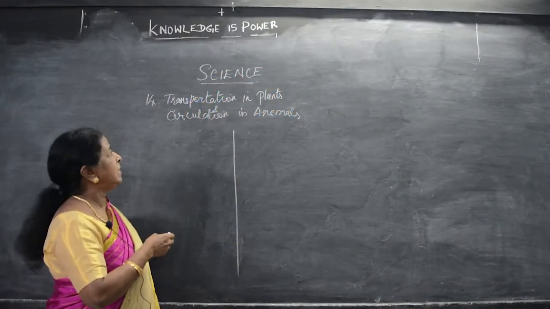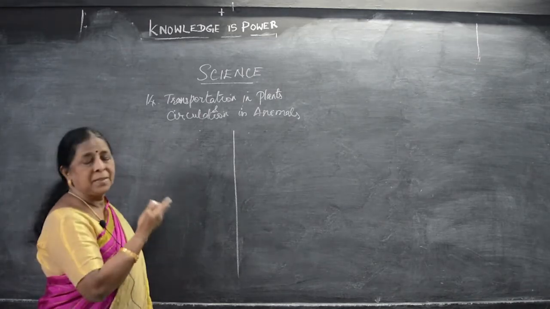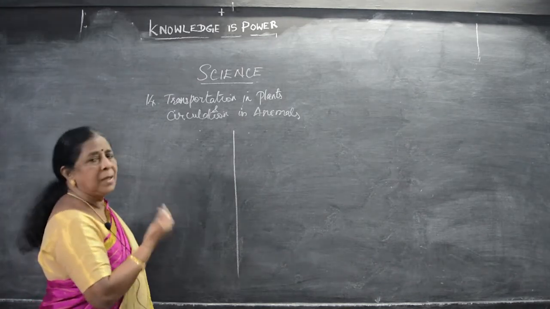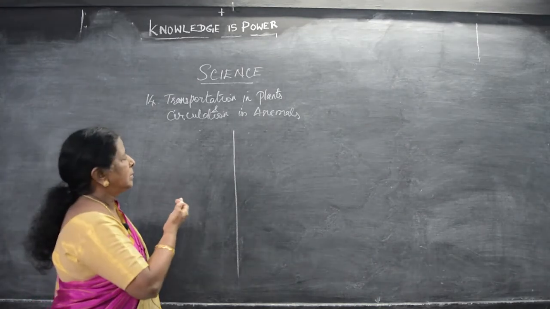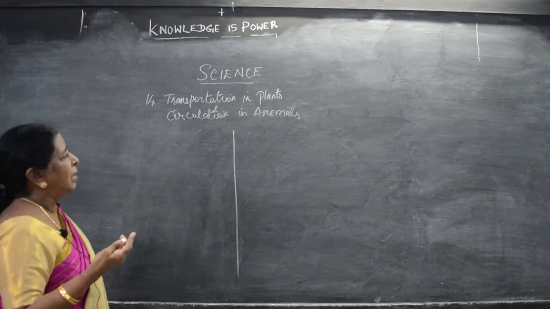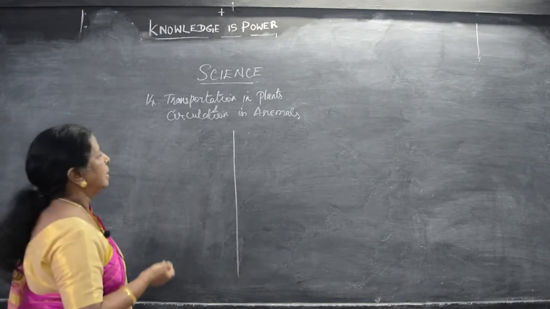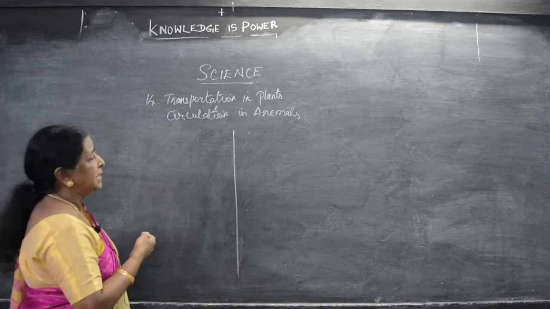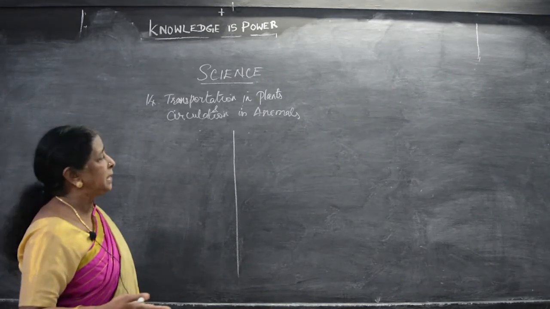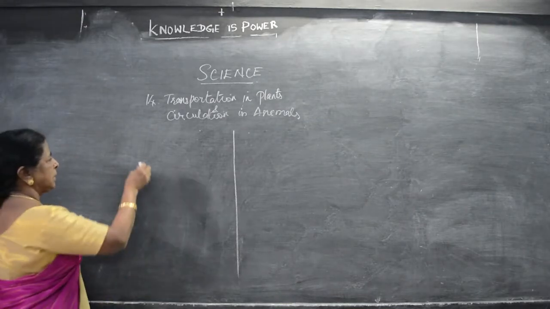Children, already we have seen transportation in plants and circulation in animals. I said in the plants, vascular bundles are the xylem and phloem, and in the animals, the circulatory system consists of heart, blood vessels, and blood components. The heart we have seen already. Blood vessels: there are three blood vessels, arteries, veins, and capillaries. That is clear.